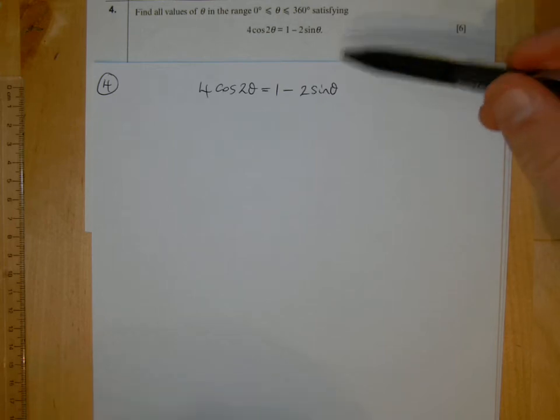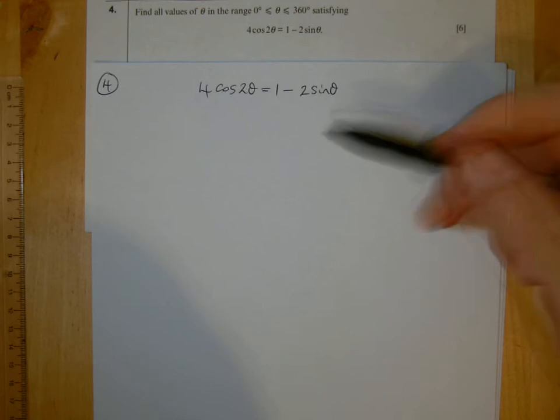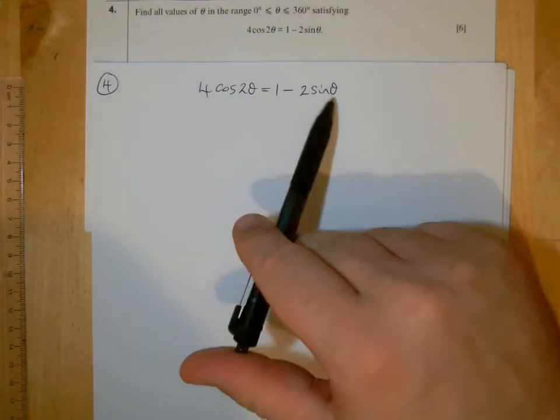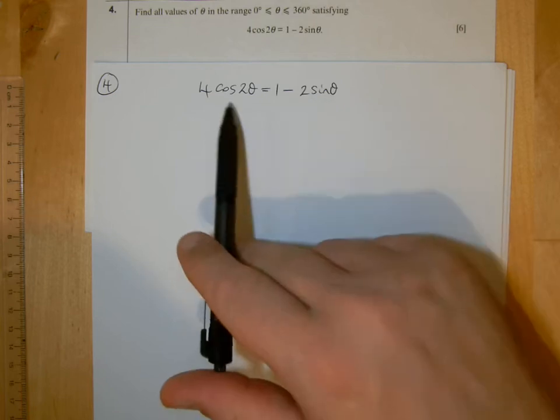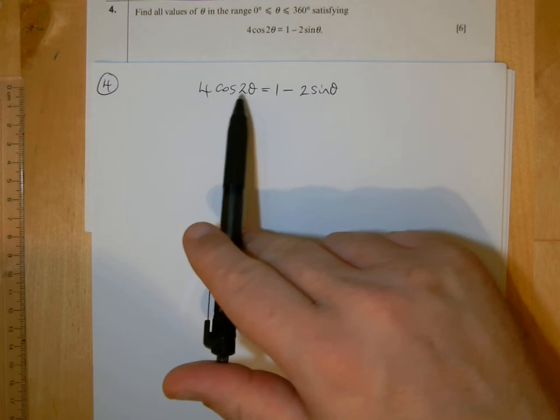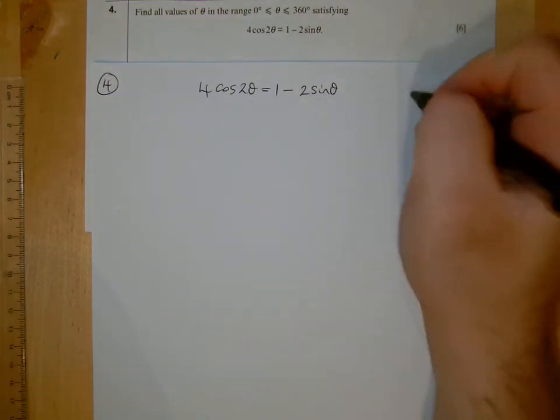Okay, so we've got 4 cos 2 theta equals 1 minus 2 sine theta. So we've got a trig equation here involving a double angle with cos, but notice this time we've got sine theta here. So I need to substitute an equivalent for cos 2 theta that has sine in it, different to the last one. So we go back to our results again.